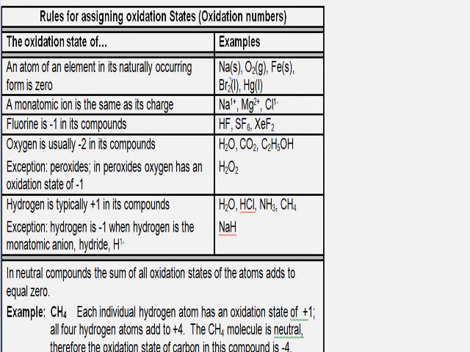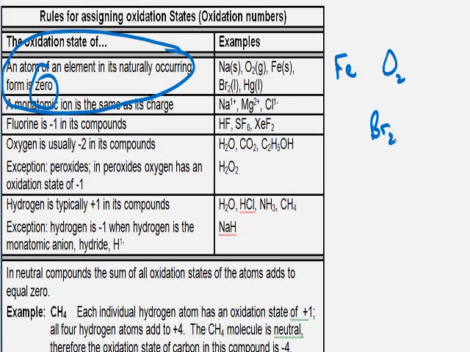Take a moment and go through the rules that are utilized to assign oxidation numbers to atoms and compounds. Our first rule is an atom of any element in its naturally occurring form has an oxidation number of 0. So if we have something like elemental iron, O2, bromine, these are all the natural elemental forms of these elements. They have an oxidation number of 0 in their naturally occurring elemental form.